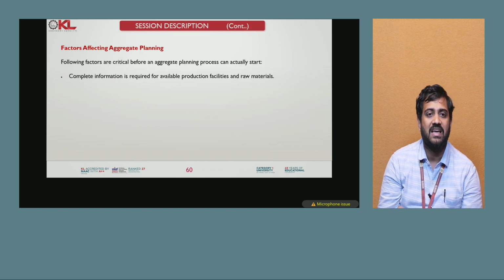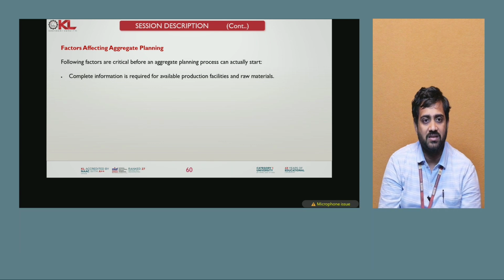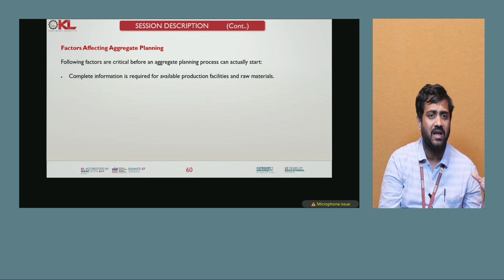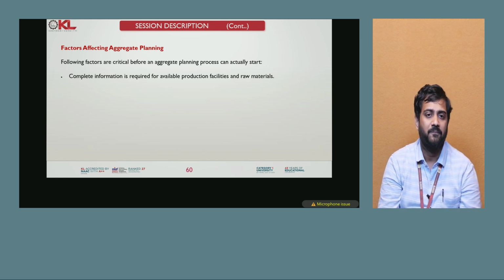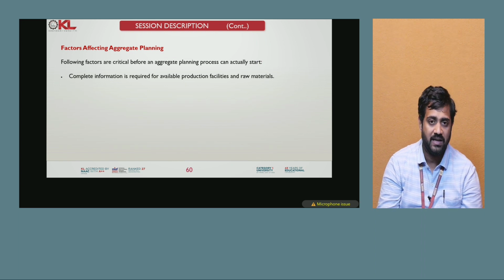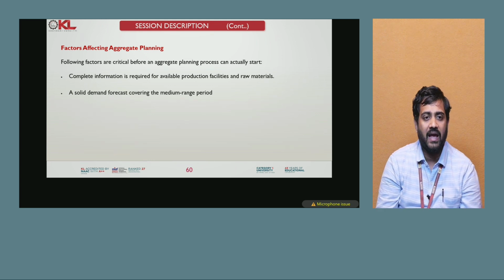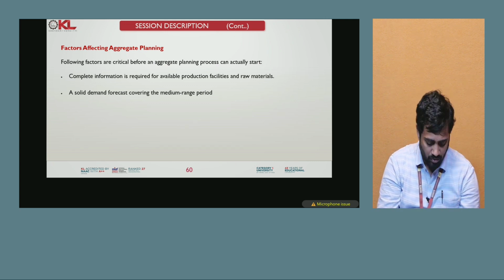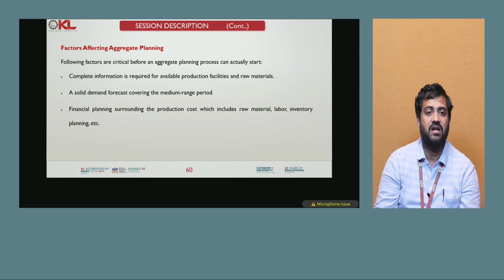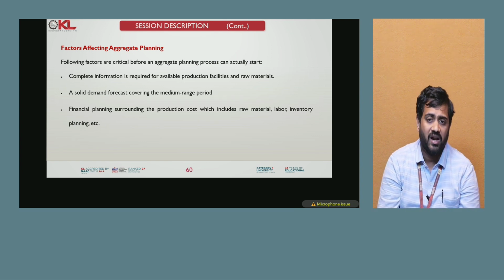And finally, the factors affecting aggregate planning. Complete information is mandatorily required on available production facilities and raw materials. A solid demand forecast covering the medium range period. For that period, definitely we should know the solid demand forecast, and the financial planning surrounding the production cost, which includes the raw material cost, labor cost, inventory planning cost, etc.